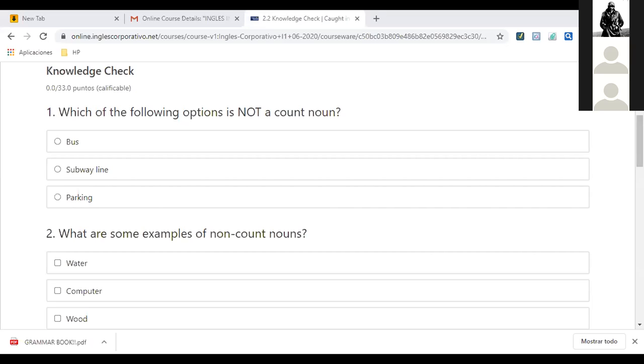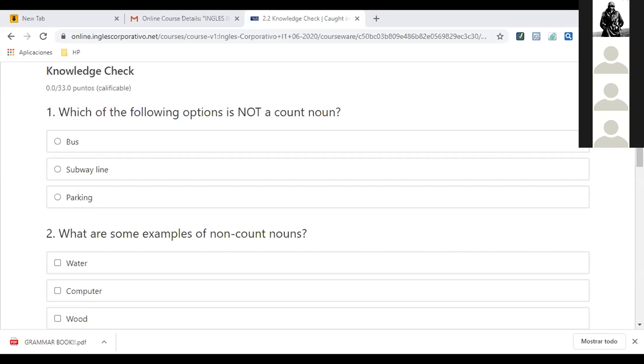Can you see the questions that I'm sharing with you? Yes, teacher. Okay, so let's have everybody get involved with this exercise. Some of you may have finished this already. Some of you will see it in the future. What is the answer for the first question? Which of the following options is not a non-count? It's number three, parking.